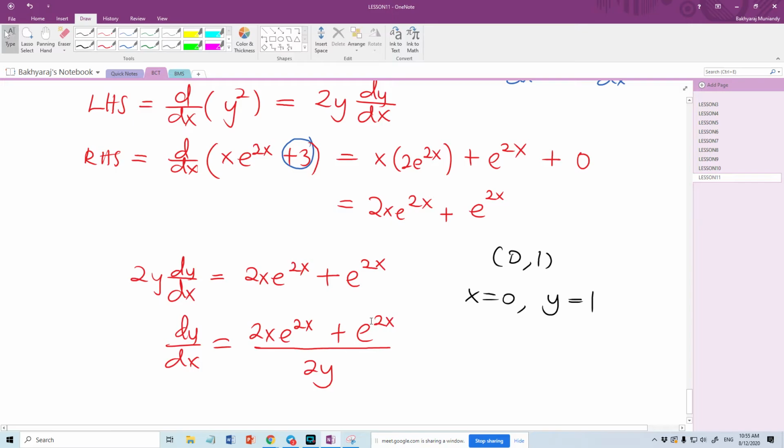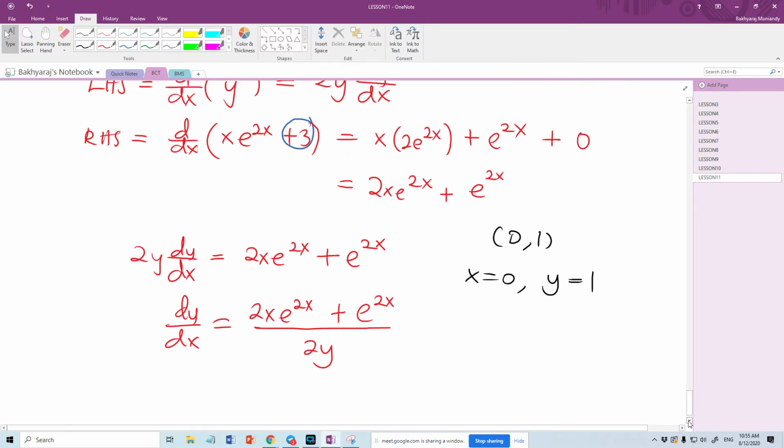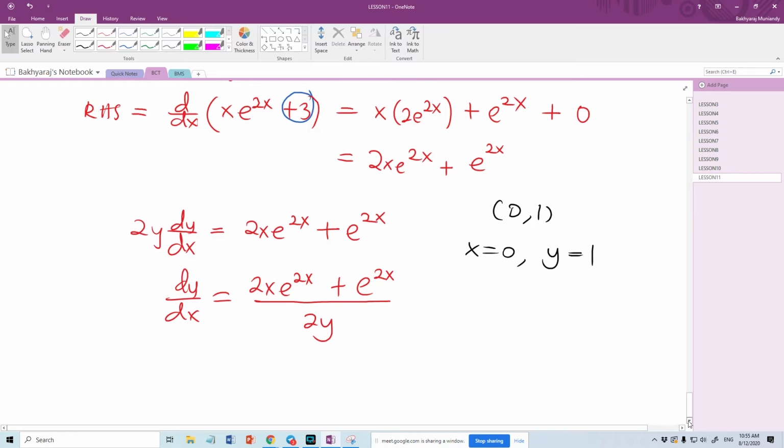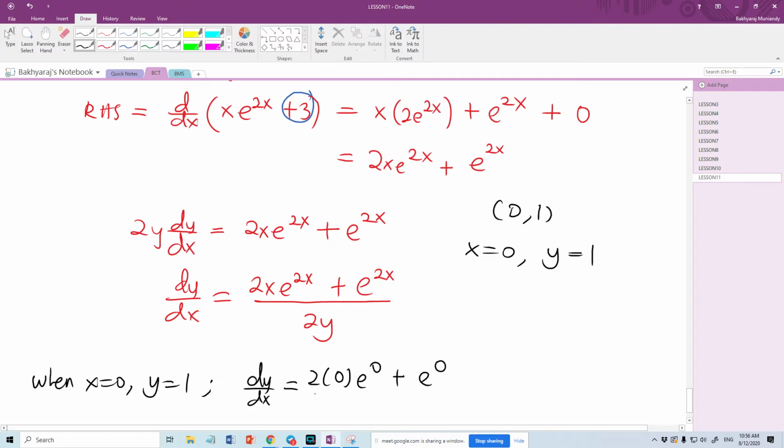So to get the gradient, okay, we need to do substitution. Okay, so when x equals to 0, y equals to 1, so dy dx will be equal, so 2 times 0 exponent 0 plus exponent 0 divided by 2 times 1. Jawapan dia berapa? Yes, actually 1 over 2. Okay, so we already have the gradient lah.